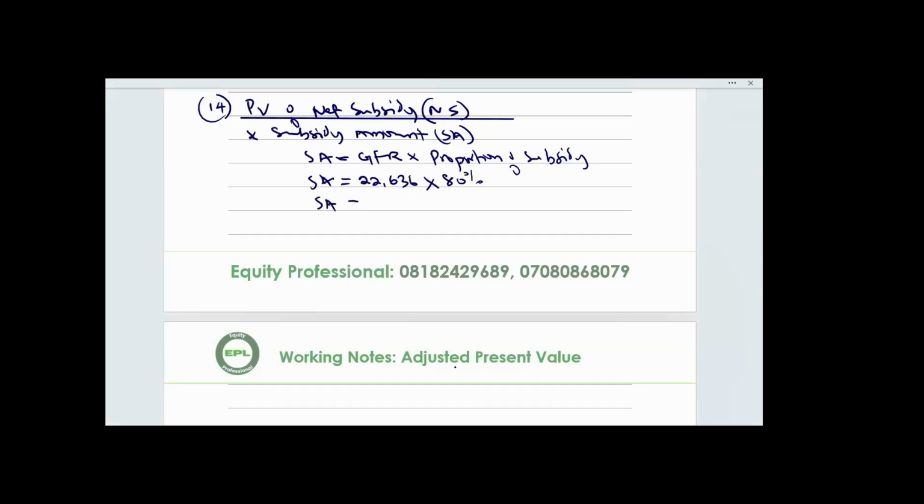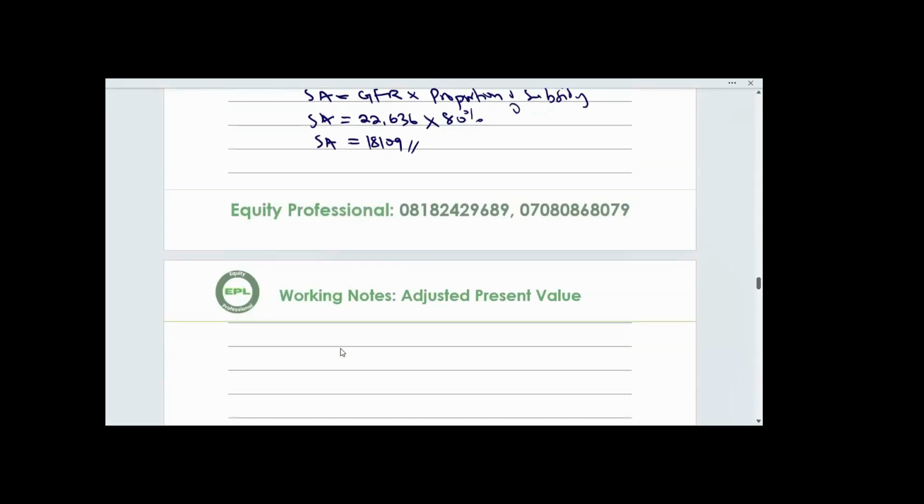So the subsidy amount will then be equal to 18,109. Step 2 says you should calculate savings on subsidy, in percentage. When you want to borrow, the amount you are going to borrow in the market will be higher.